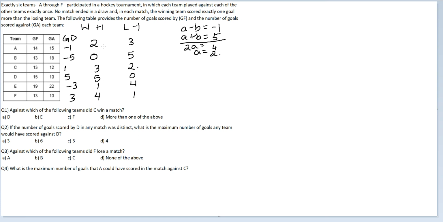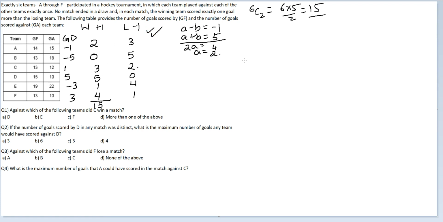Just in order to ensure that what we have done is correct, also add up the numbers in the win column total. 2 plus 3, 5, 5 plus 5, 10, 5 plus 5, 15. You get a total of 15 here. And given that there were 6 teams, the total number of matches should be 6C2, which is nothing but 6 into 5 by 2, also equal to 15. So what we have created here is definitely correct.